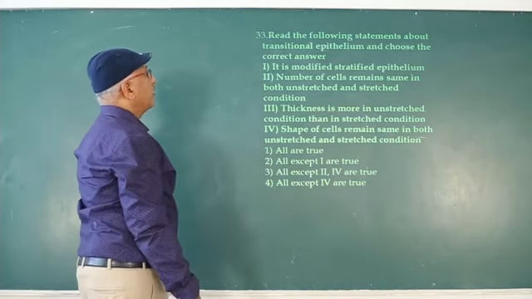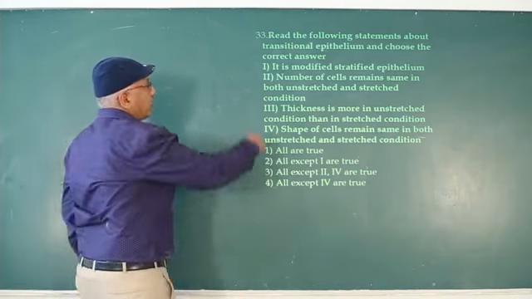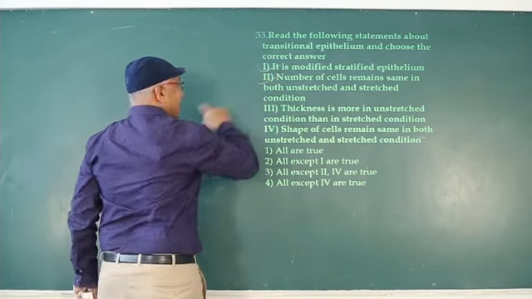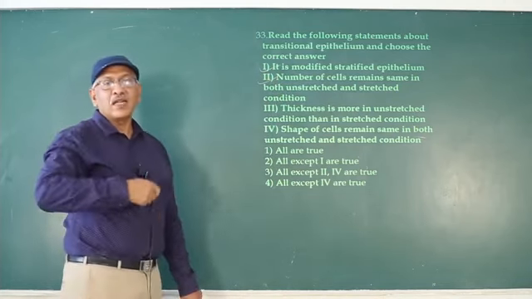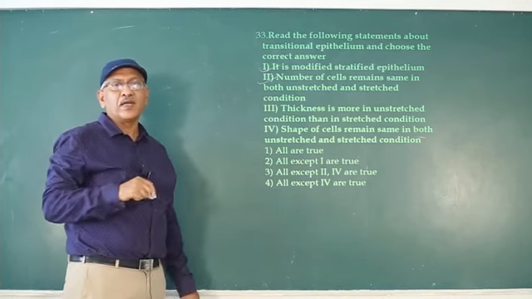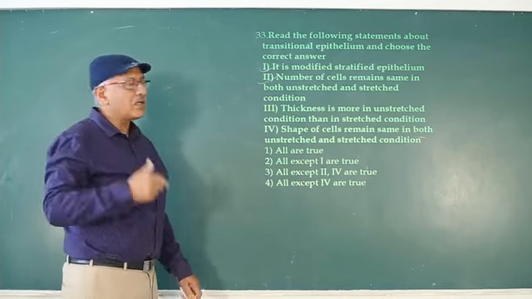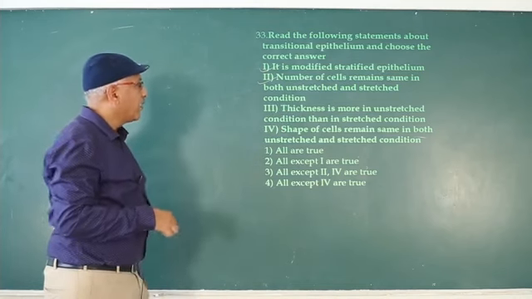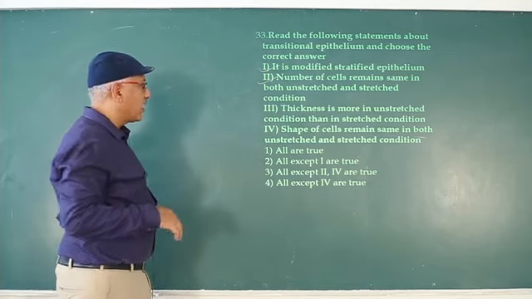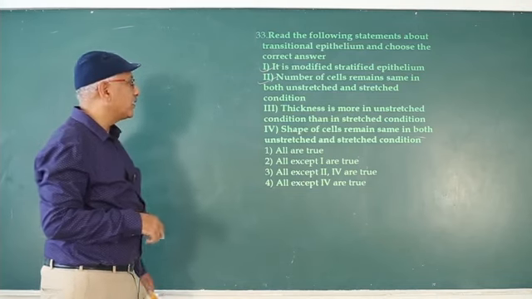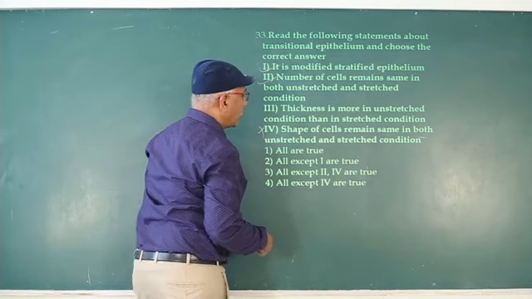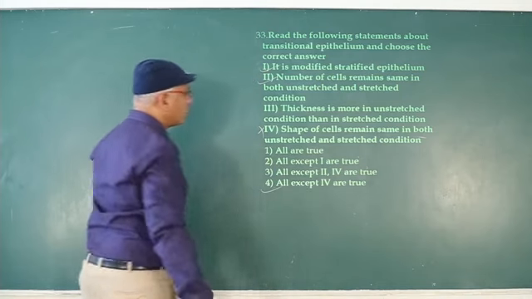Read the following statement. It is modified stratified epithelium, correct. Number of cells remain same. Cells remain same, but in unstretched condition more number of layers. In stretched condition less number of layers. Thickness is more in unstretched condition, correct. Shape of cells remain same in both unstretched and stretched, wrong. So fourth not applicable. All except 4 are true.